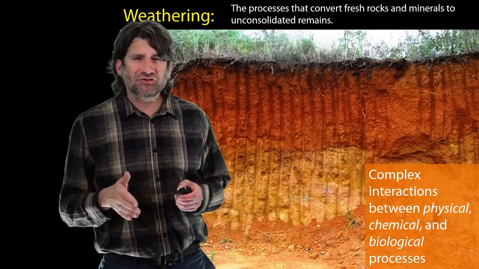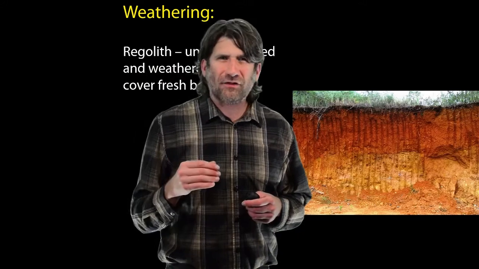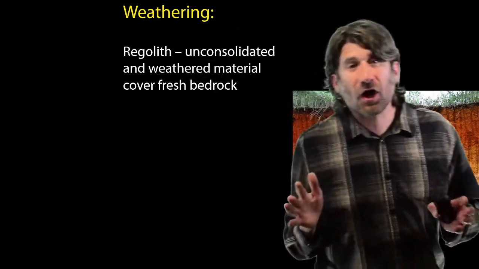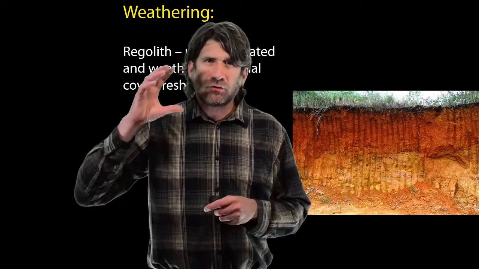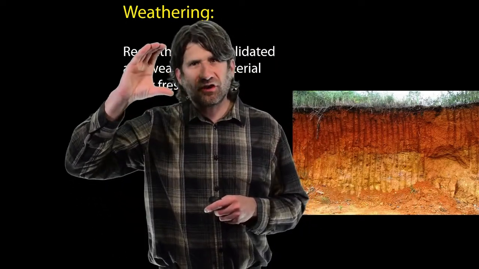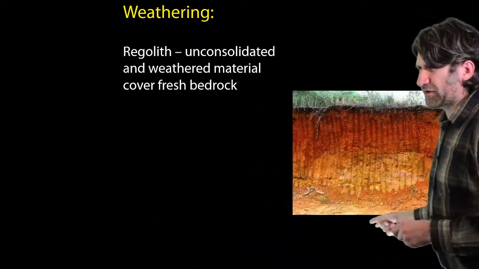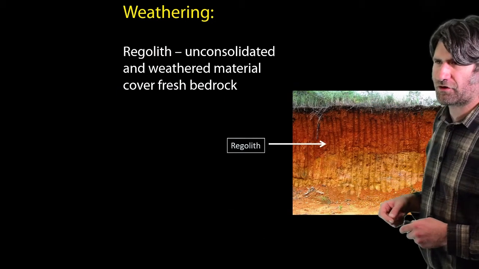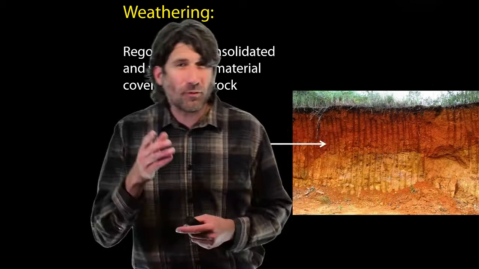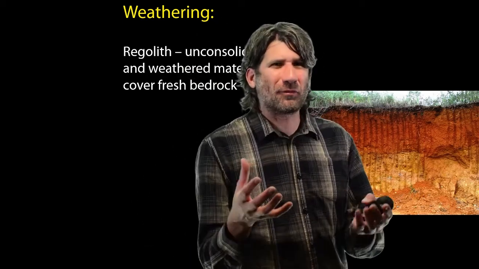A term I want to introduce now that we've defined what weathering is is the term regolith. When I'm talking about regolith, I'm talking about essentially the products of weathering. It's the unconsolidated materials that cover fresh bedrock. Here we've got some bedrock down here, and then we have regolith on top. There's our regolith right there. You might have another term for regolith that you're already using today: dirt. Regolith is just that broken up material.